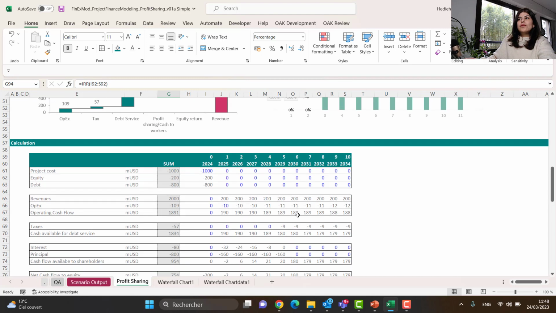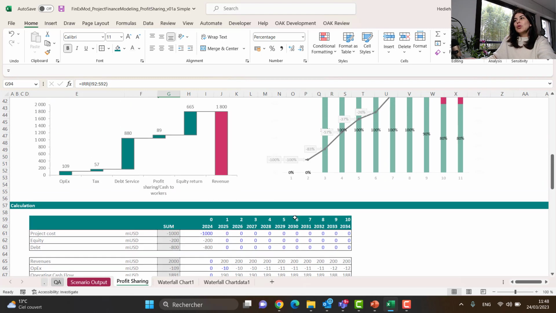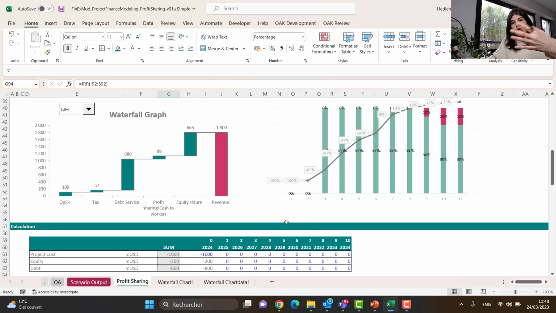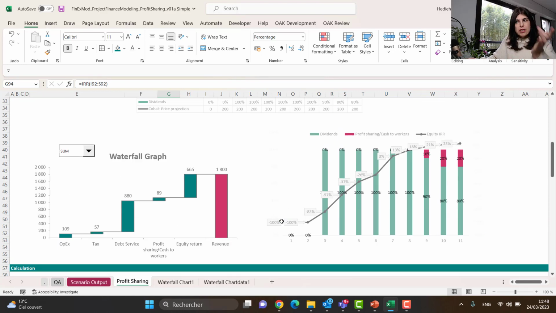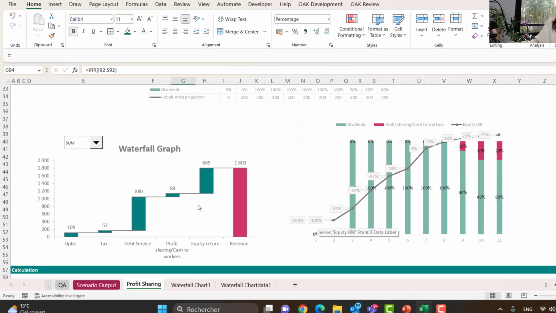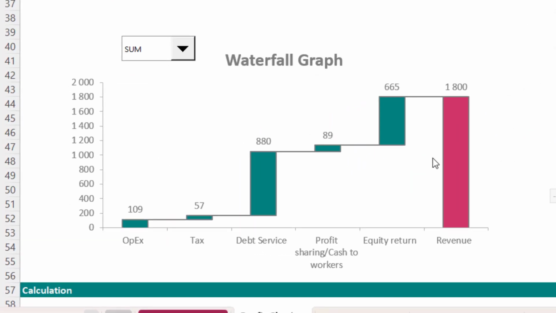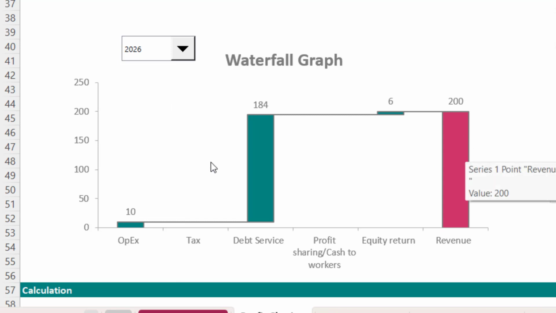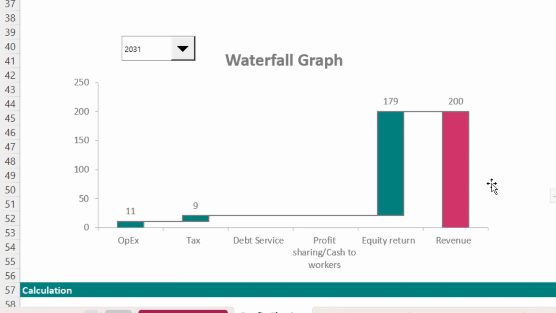In terms of the results and the way that you want to show and report your results, you can come up with different charts. One good example is a waterfall chart, which I think is a very useful chart. Basically you're going to say, these are my revenues in this specific year, 2026, and how am I distributing my revenues? Let's go for an example where we have profit sharing. So here we still don't have profit sharing.